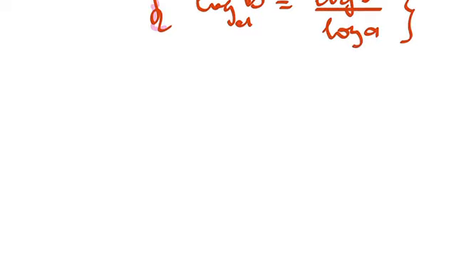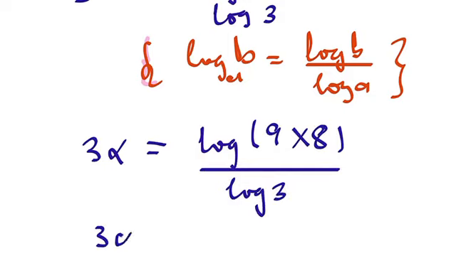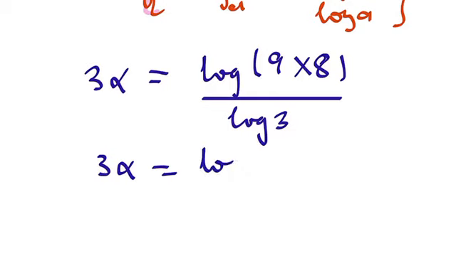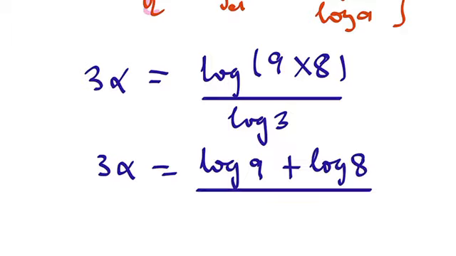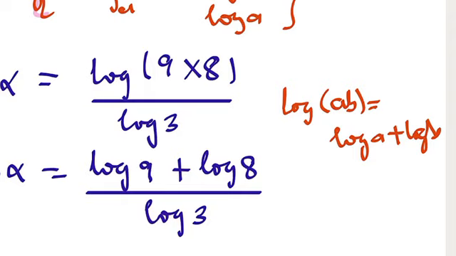All right, so we move on. We're going to have 3 alpha equals log. Now you know that this 72 can be split as 9 times 8, divided by log 3. So we have 3 alpha equals log 9 plus log 8 divided by log 3. So that is from the law of logarithm. When you have log of a times b, this will be log a plus log b. And that is what I used here.